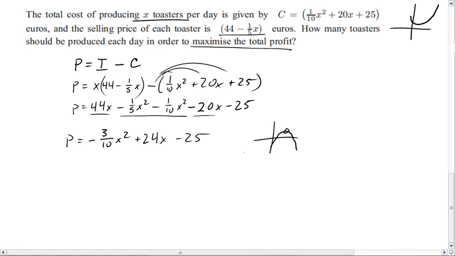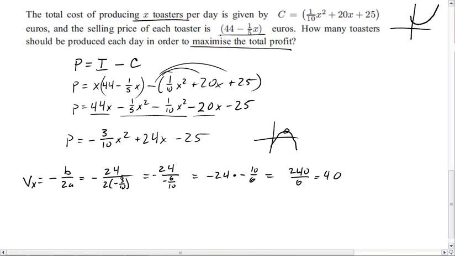We need to find the x value. So I'm going to get the x value by doing negative b over 2a. That would be negative 24 over 2 times negative 3 over 10. Now I'm going to simplify that real quick. You can check over my work there, but I put the b and then the a into negative b over 2a. We end up getting a value of 40 for the x vertex.